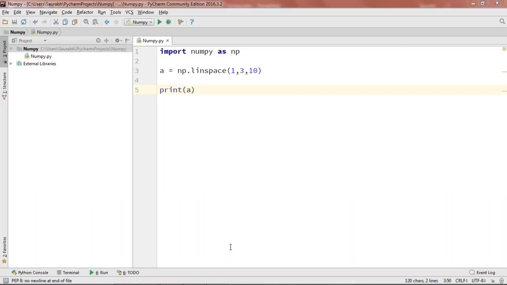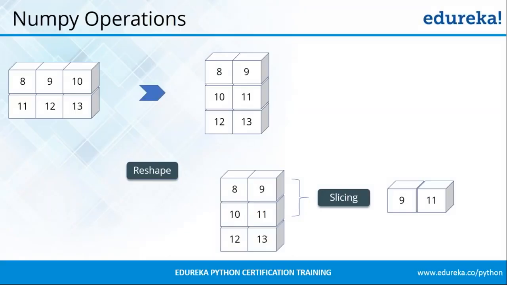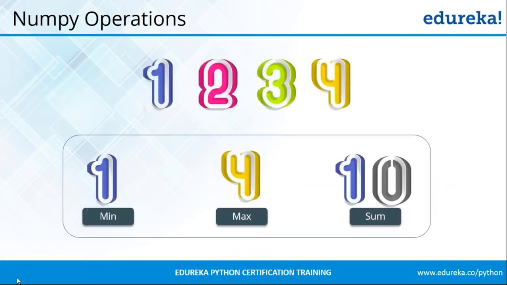Let me open my slide and we'll see what are the other operations that you can perform with NumPy. So we saw how to perform reshaping and slicing. Now let us see what are the other operations. So we are now going to find out the minimum, maximum, as well as the sum of our NumPy arrays. So let us go ahead and execute that practically.